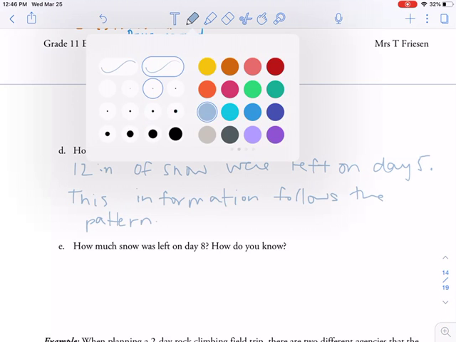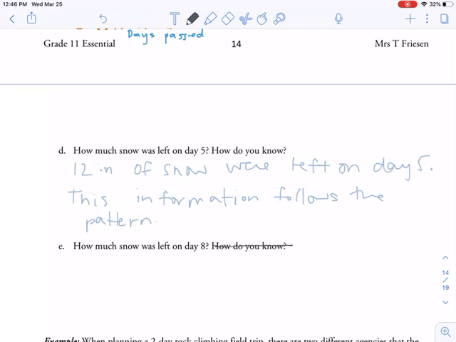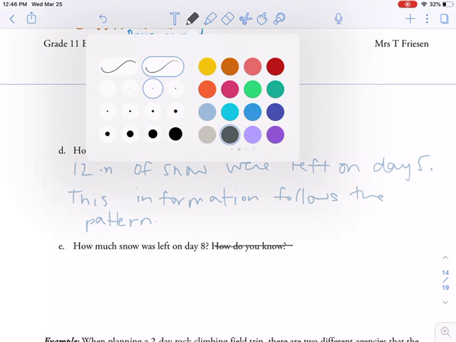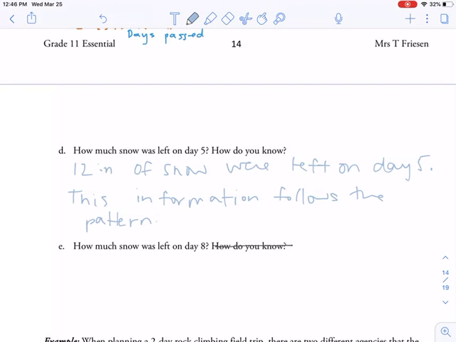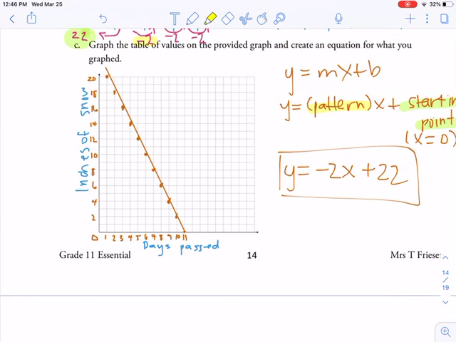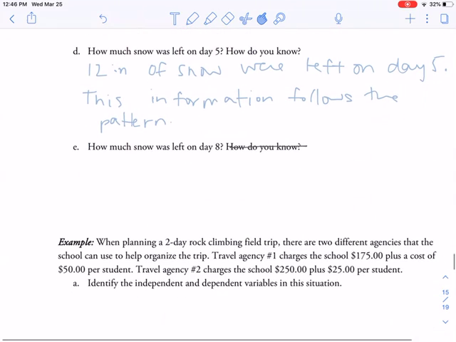Okay, and then in the second example, you can just cross off how do you know, because the answer is the same as what we just did. It's that the information follows the pattern. And we can look for day 8 to figure out how much snow is left then. Okay, so day 8 is here, and we can see that there are 6 inches of snow left. Okay, so that's what we can write.